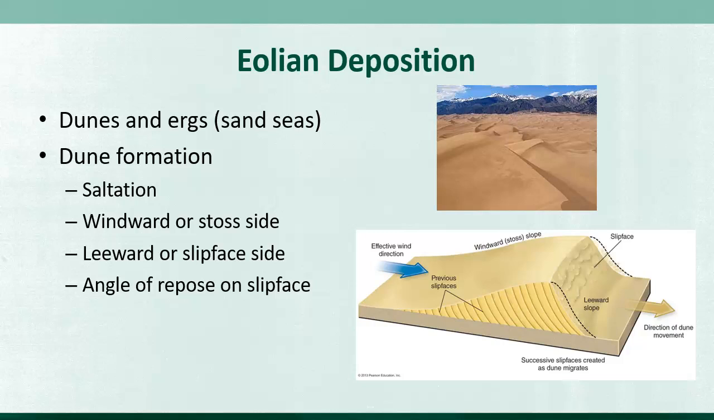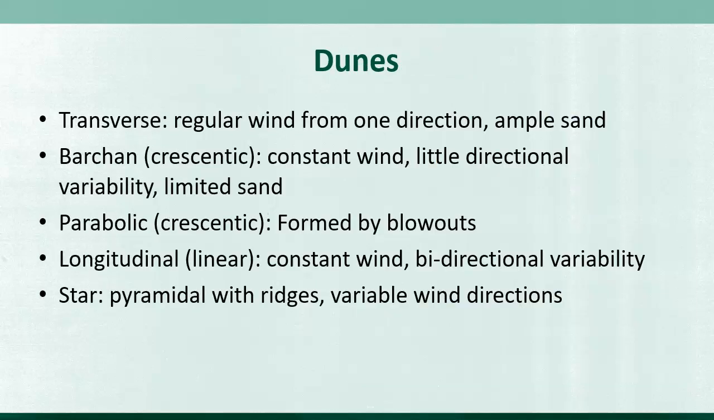Dunes move and migrate over time because the saltating pieces of sand are always building up more faces that then erode, causing shifting and changing in the landscape. Now, there are a number of different types of dunes that are created by the amount of material that is available, as well as the wind direction in an area.